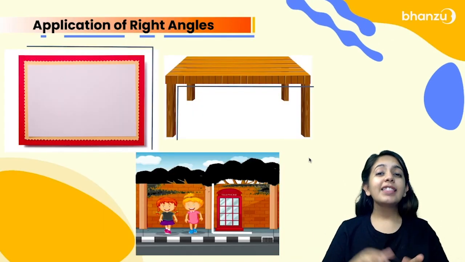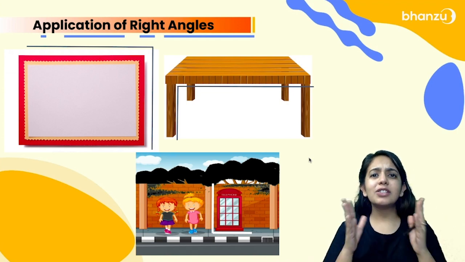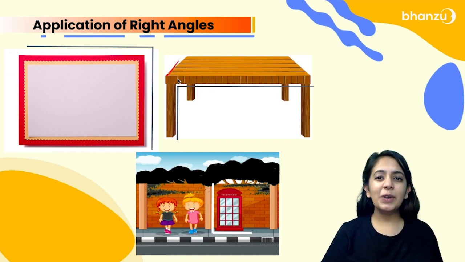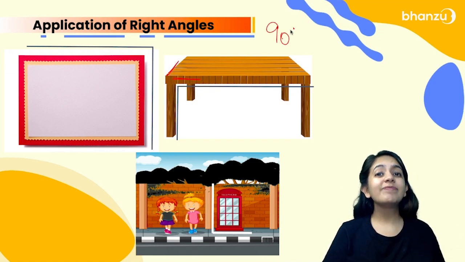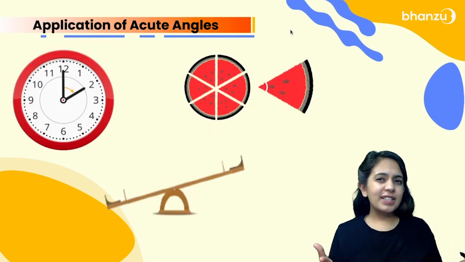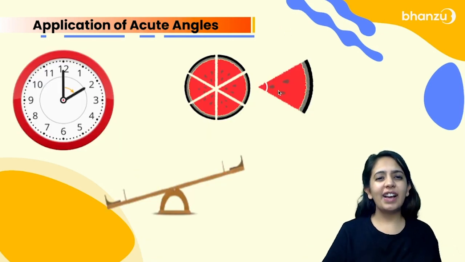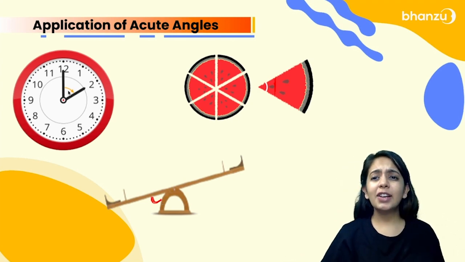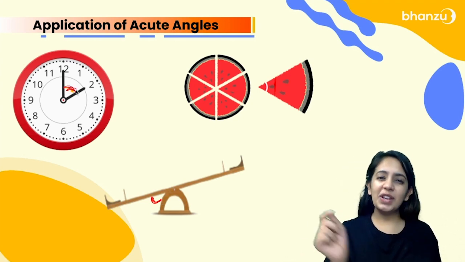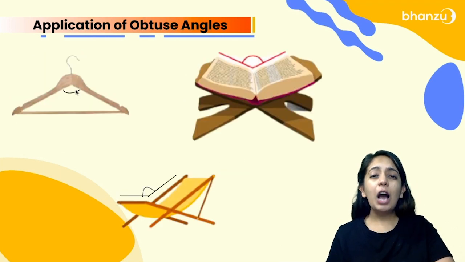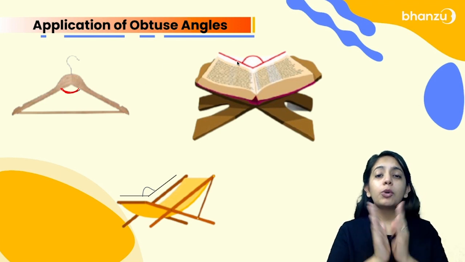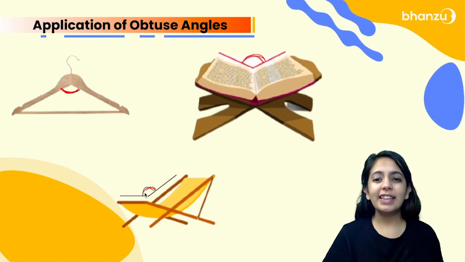If you're going to see the phone screens, the television screens, the doors, the windows, the table, every corner point of these objects is going to give you 90 degree angle called the right angle. How about an acute angle? Where do you see it? We usually find it in small pieces of watermelon, apples, in the seesaw, when it is bent onto one side, in the clock as well. In the clock, where we're going to see in the upcoming sessions. And how about the obtuse angles? Obtuse angles we generally see in the cloth hangers. If the book is open, over there we see the obtuse angles in the beds.